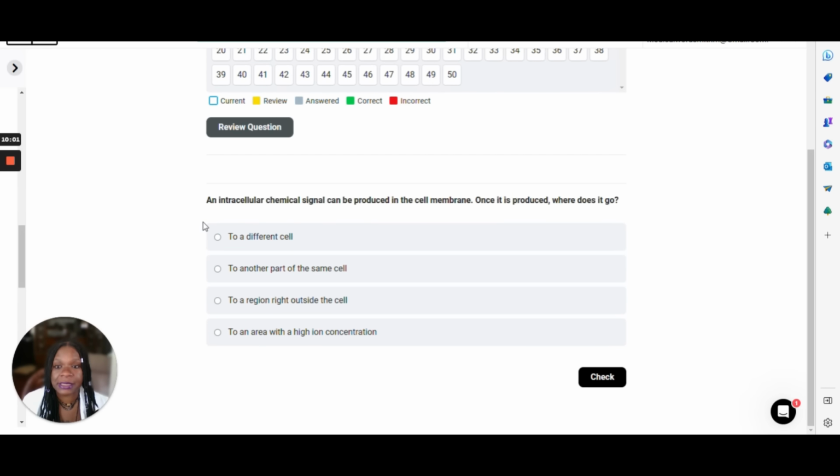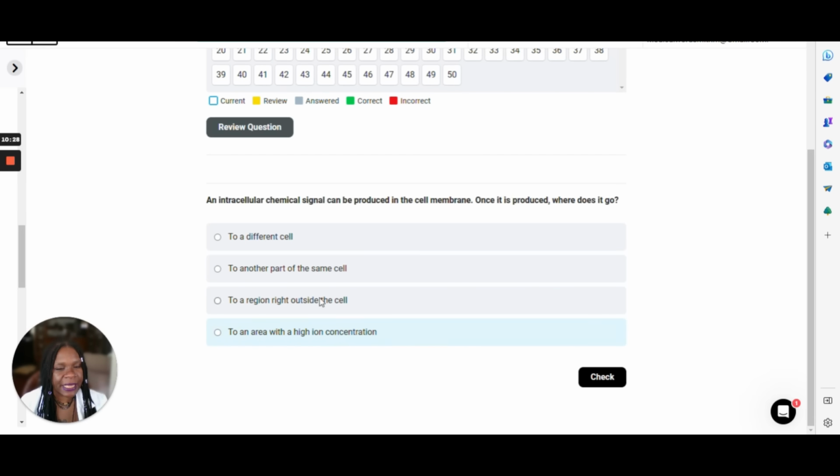Question number 3: an intracellular chemical signal can be produced in the cell membrane. Once it is produced, where does it go? To a different cell, to a part of the same cell, to a region outside of the cell, or to an area of high ion concentration. They're trying to trick us up right there, right?